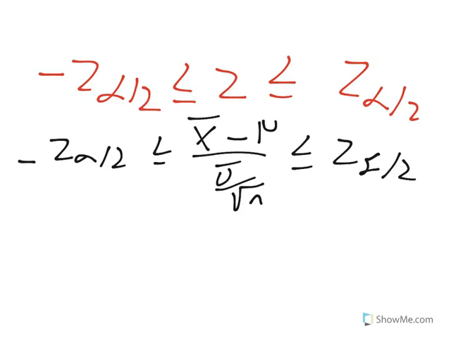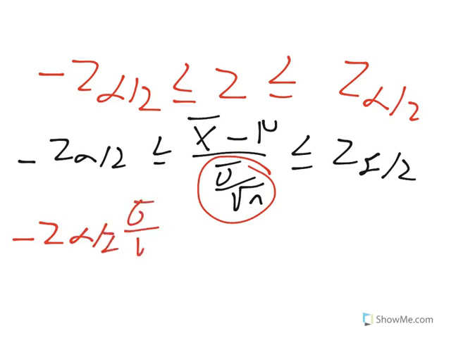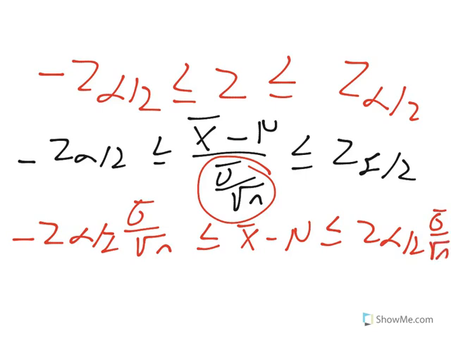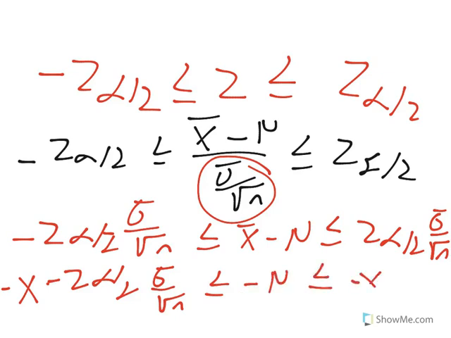Now, if we do a little bit of algebra, we can get rid of the denominator by multiplying by it. And again, that would be negative z alpha over 2 sigma over the square root of n less than or equal to x bar minus mu, less than or equal to z alpha over 2 sigma over the square root of n. Now, if I subtract an x bar from each side, I get negative x bar minus z alpha over 2 sigma over the square root of n less than or equal to negative mu, less than or equal to negative x bar plus z alpha over 2 sigma over the square root of n. I'm going to run out of room. I have to write smaller on my iPad, I guess.